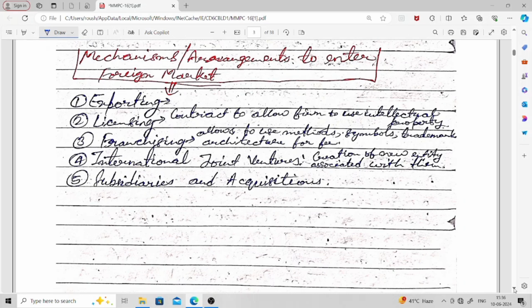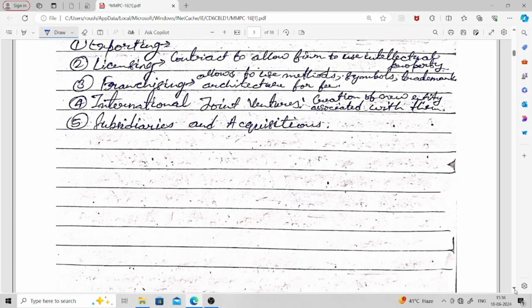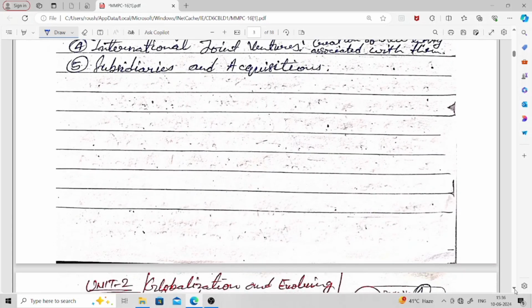So these are the ways, or mechanisms, through which a company can enter into the foreign market. I think that's enough, and that's the end of the first unit.